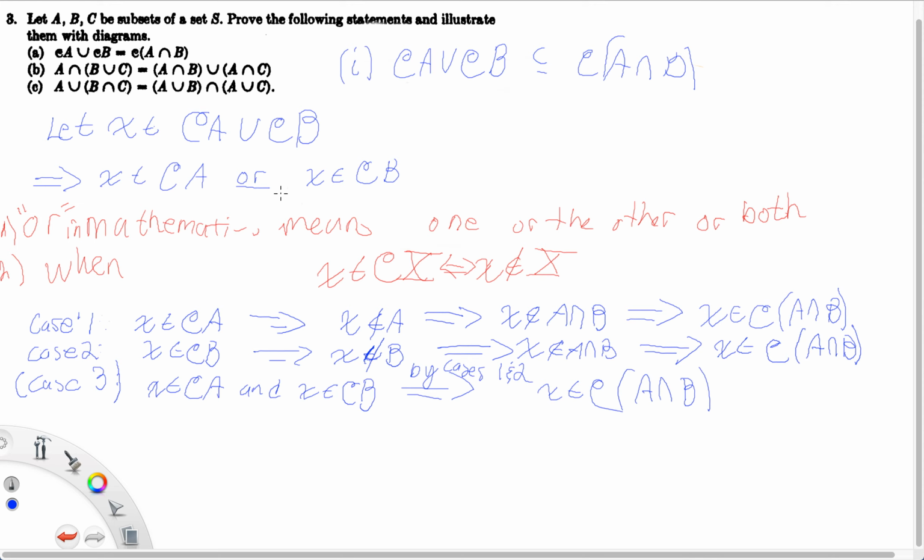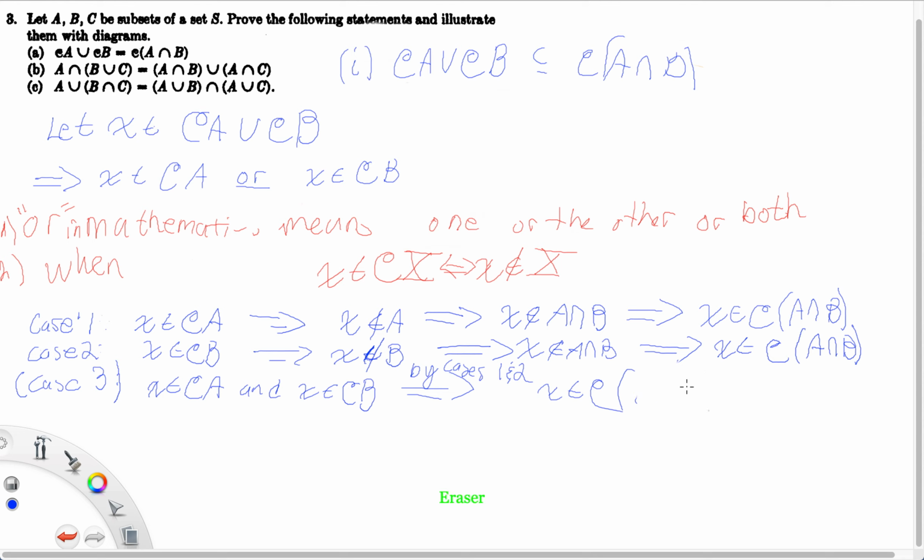But yeah, we just showed that if x is in the complement of A, then it is in the complement of A intersect B. And if x is in the complement of B, then x is in the complement of A intersect B. So every x that's in the complement of A union the complement of B must also be in the complement of A intersect B.